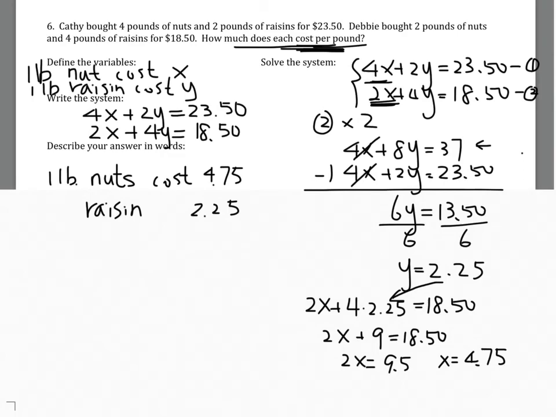So what does it mean? Describe your answer in words. So 1 pound of nuts is going to cost $4.75. And then a pound of raisin costs $2.25. Raisin costs $2.25.